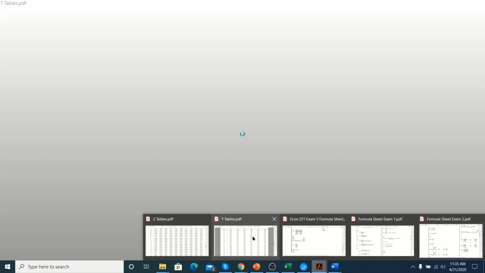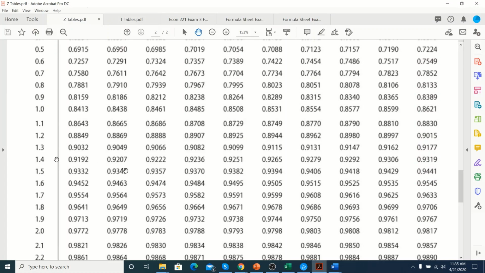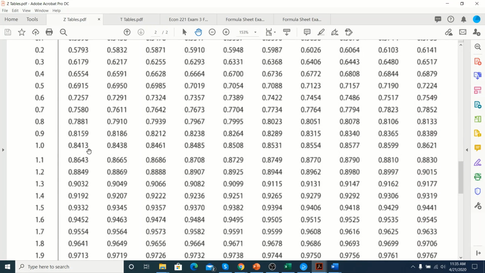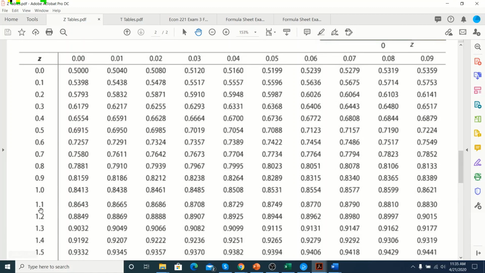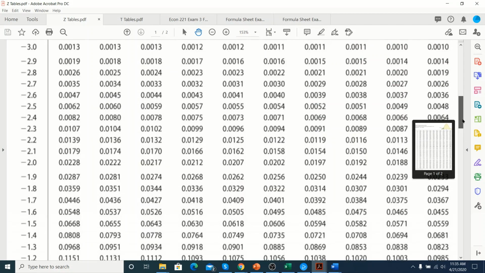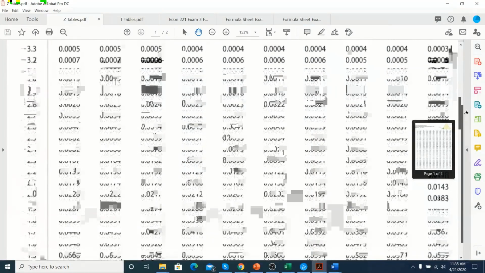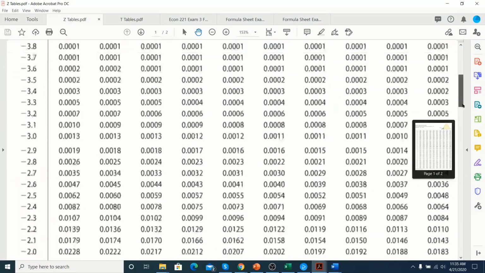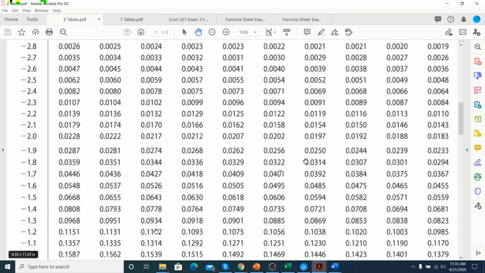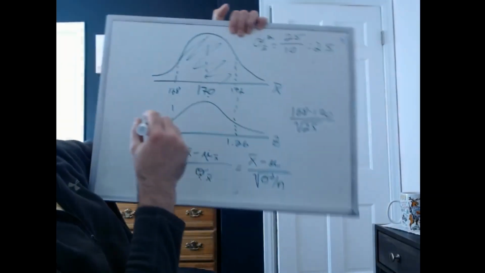So I go to my z table, and I look up 1.26: 0.8962. Well, that's the area to the left of 1.26. If I wanted the area to the right, I could subtract that from 1. Or I could look up negative 1.26. So where's the 0.06 column? Right here. So negative 1.26 gives 0.1038.